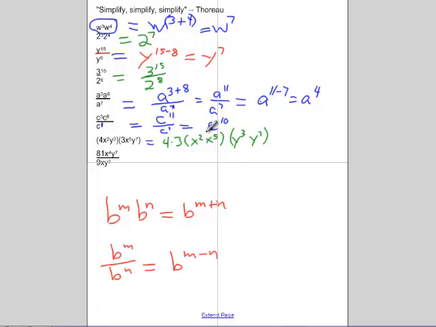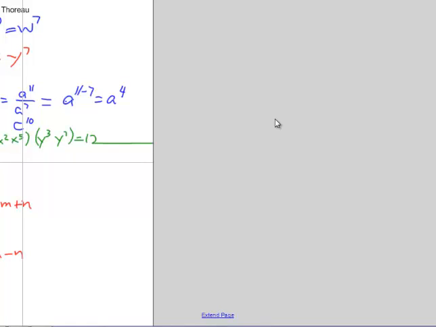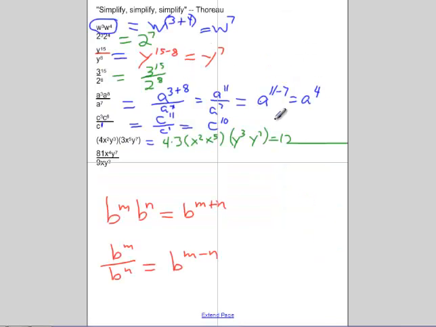And now we can just simply multiply things out. 4 times 3 is 12. Sorry about that. We could take a look at the x's now and say x squared times x to the 5th is x to the 2 plus 5, which is x to the 7th power. And looking at the y's, we have y to the 3rd times y to the 7th, which is y to the 3 plus 7 power, y to the 10th power. And there's our answer: 12 times x to the 7th power, y to the 10th power.